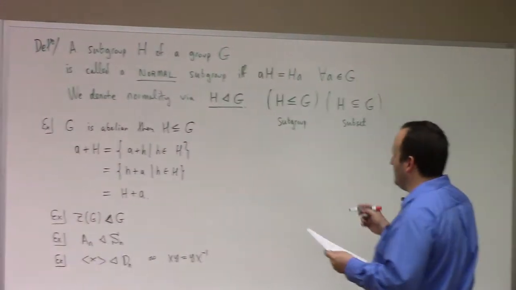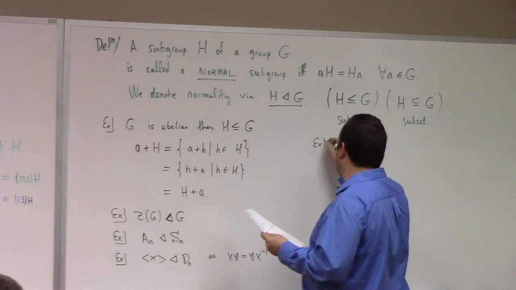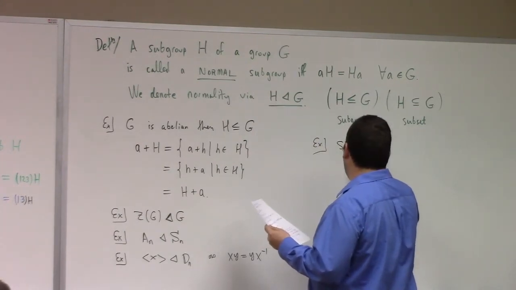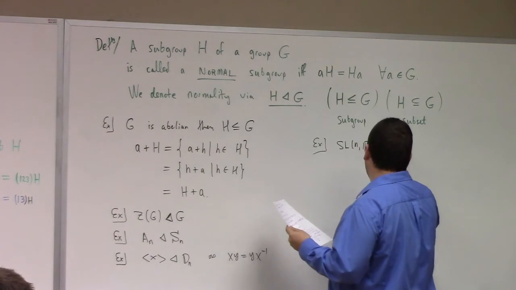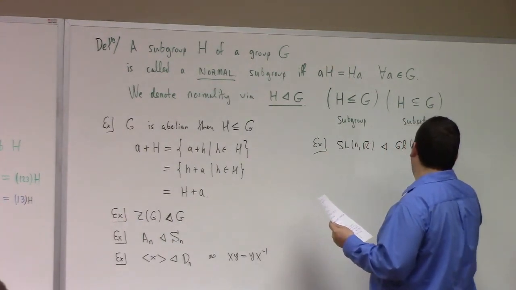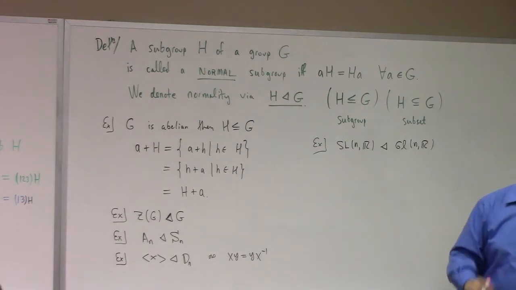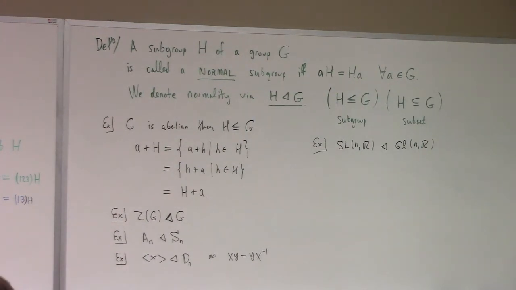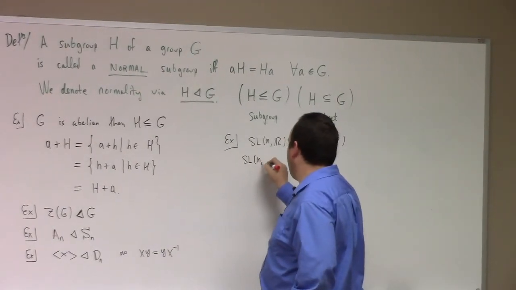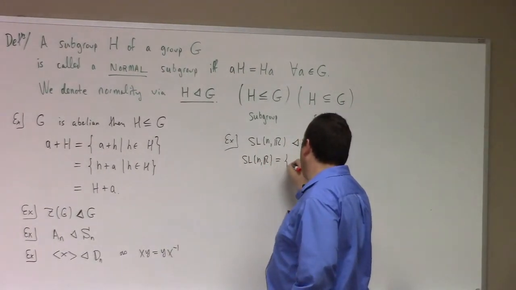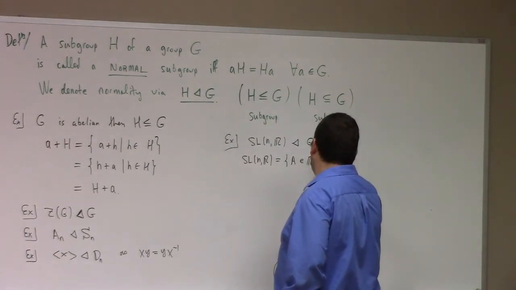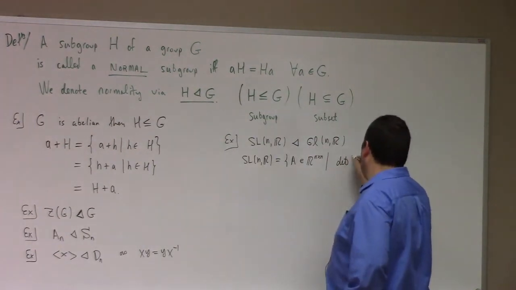A more exciting example, something I noticed in the course of another lecture, is that SLn(R) is in fact a normal subgroup of GLn(R). Remember what SLn(R) is? It's the set of matrices A in R^(n by n) such that the determinant of A is 1.